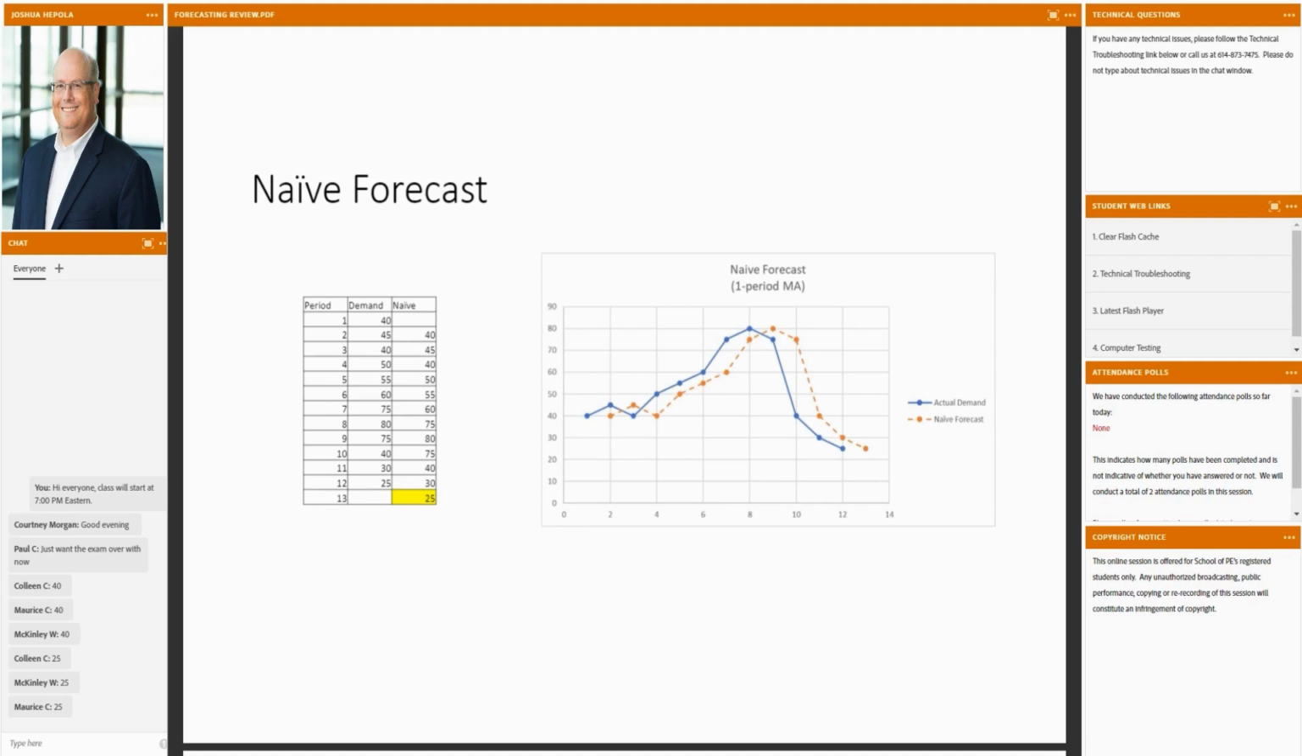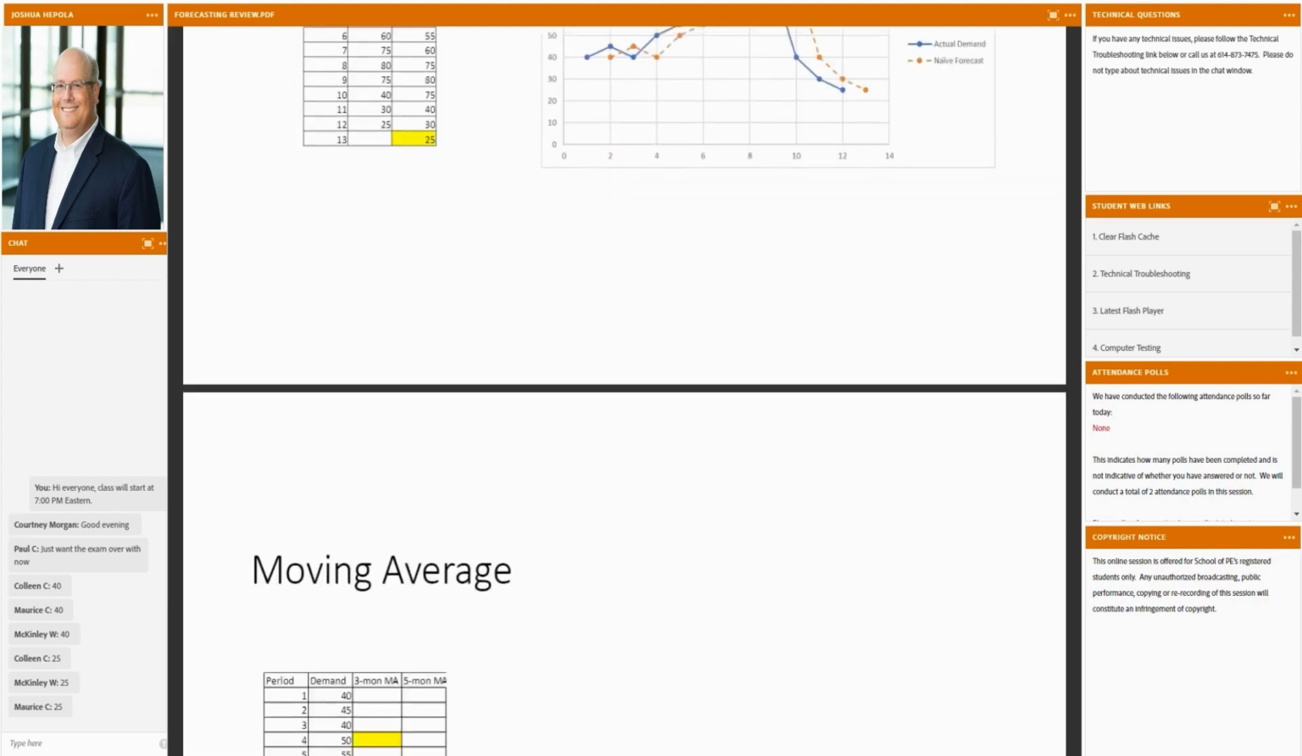I have seen a problem like this on the exam. They'll say, what is the naive forecast? Okay, so that's the first one I want to cover, kind of a one period moving average.